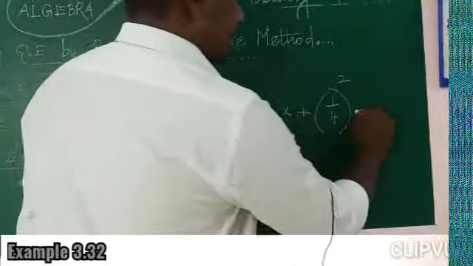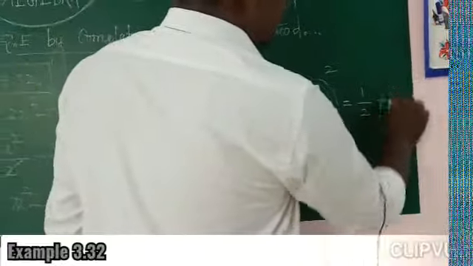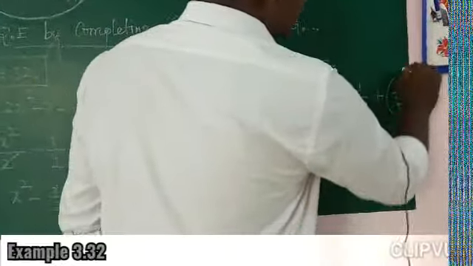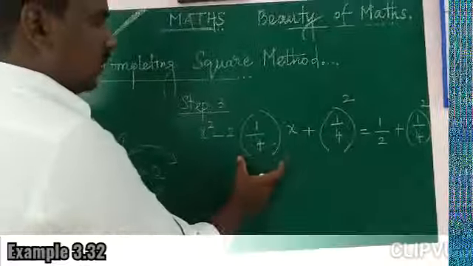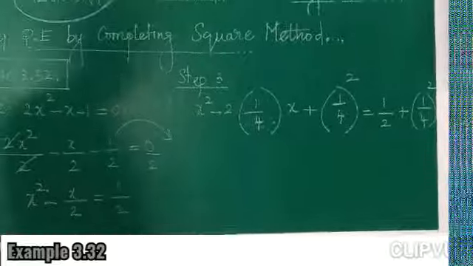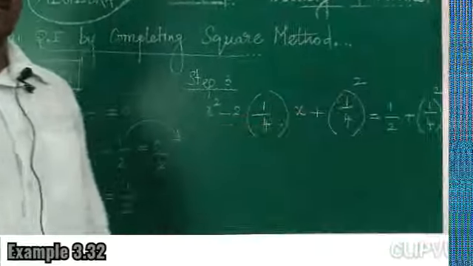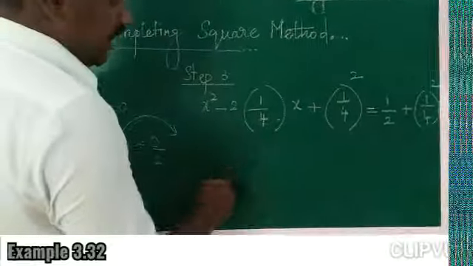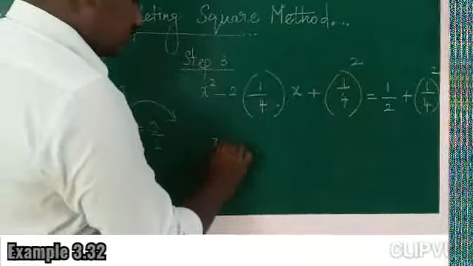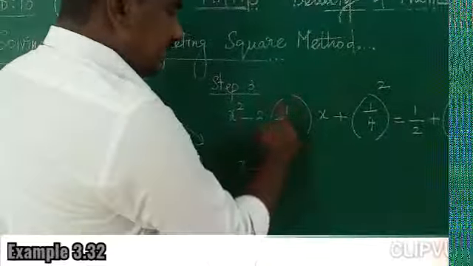Left hand side I added. What about right hand side? Right hand side also. So 1 by 2 plus 1 by 4 the whole square. Okay. So now the left hand side is in the completing square form. What is that? A square minus 2ab plus b square. So a square minus 2ab plus b square equal to a minus b whole square formula. So a minus b. What is a? X. B is 1 by 4.